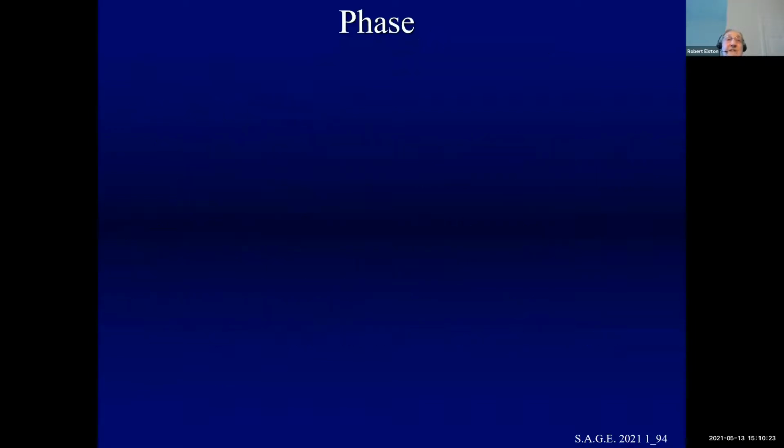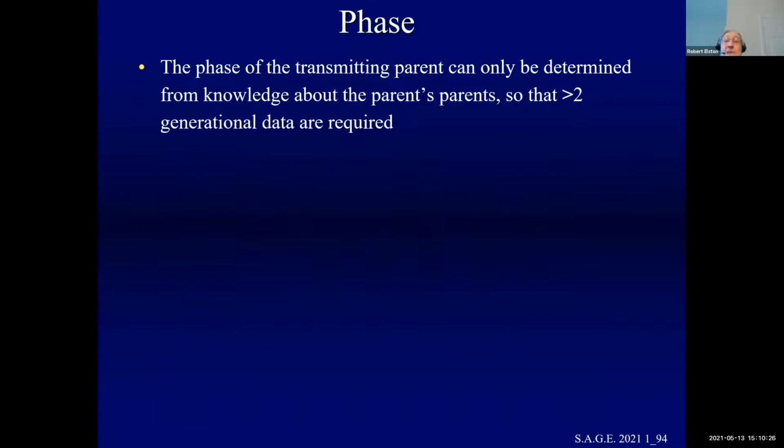Phase. Phase is a very important idea. The phase of the transmitting parent can only be determined if you have knowledge of the parent's parents. So you have to have more than two generations of data to know phase. If you just have a sibship, you can't know where the grandparental alleles came from. You've got to have more than two generations to do that.